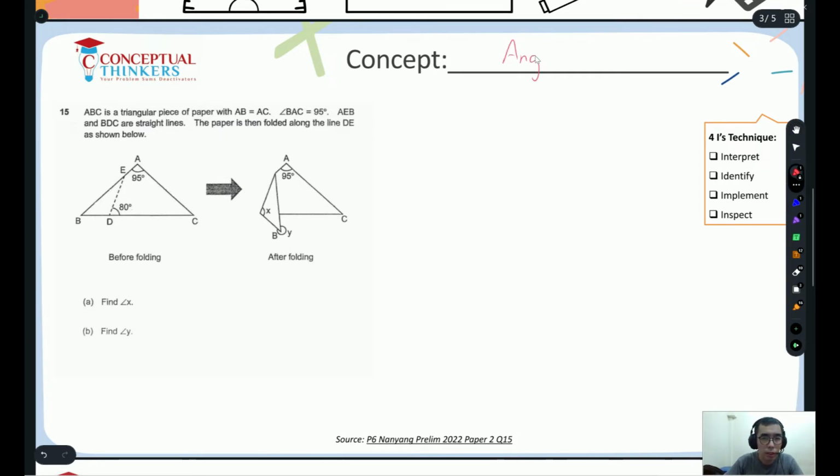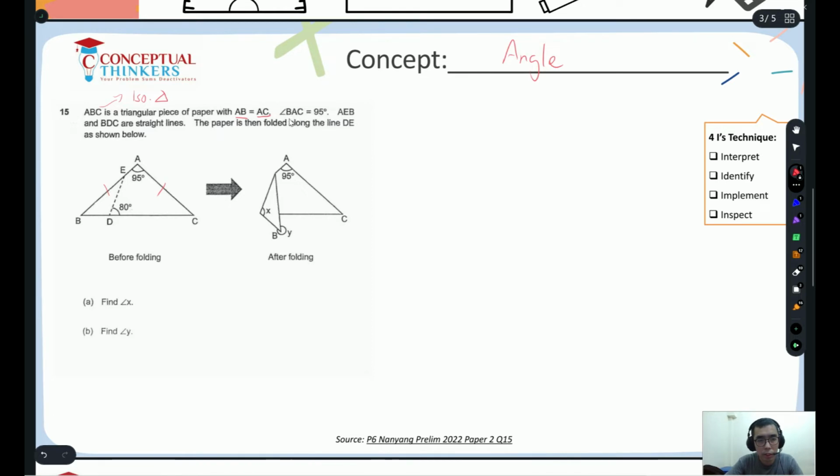So the concept here that we will be touching on will be angles. Let's interpret the question. ABC is a triangular piece of paper with AB equal to AC. If you look at triangle ABC before folding, AB equal to AC is telling us that triangle ABC is an isosceles triangle. There are a few properties we will know: angle ABD will be equal to angle ACB.